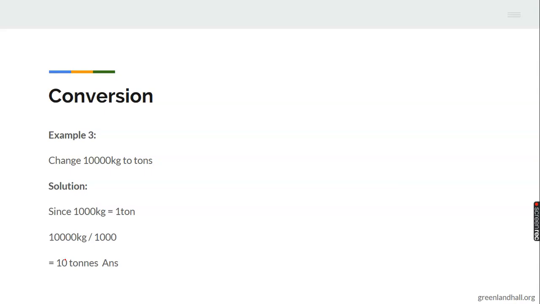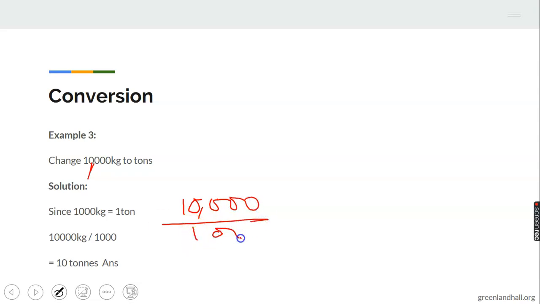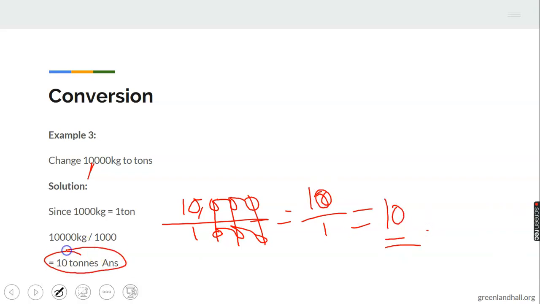Okay. Change, what do we have here? 10,000 kilogram, 1, 2, 3, comma. Okay. That's 10,000 kilogram to tons. And it is 1,000 kilogram that gives us 1 ton. So 10,000 kilogram will be 10,000 divided by 1,000. The 1,000 cancels themselves. Then we have 10 divided by 1. And that will be what? 10 divided by 1 is what? 10. So that's how we get our 10 tons here.